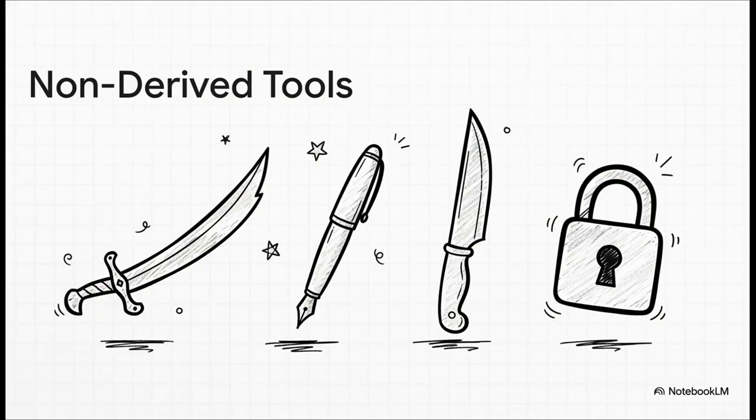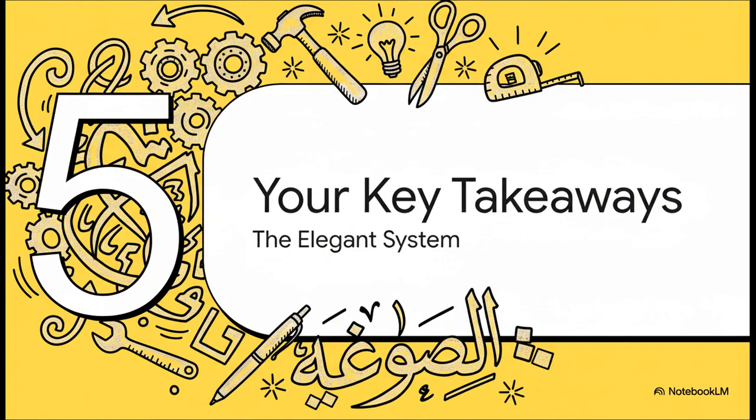And it's also really important to remember that not every single word for a tool is a derived al-Aalah. Some words are what we call underived. They weren't formed from a verb. So words like sayf for sword or qalam for pen, those are just considered standalone nouns. They have their own unique identities. Okay, so let's tie this all together. What are the key takeaways from this really elegant system?